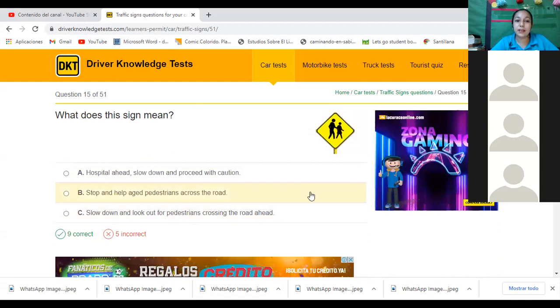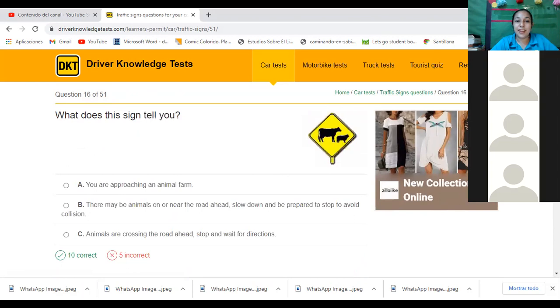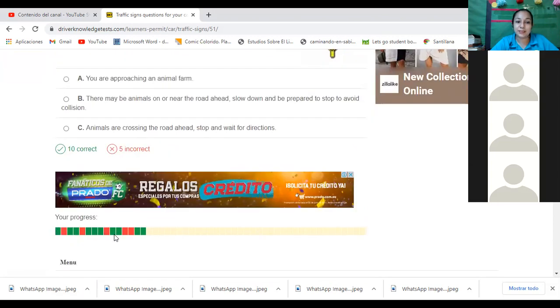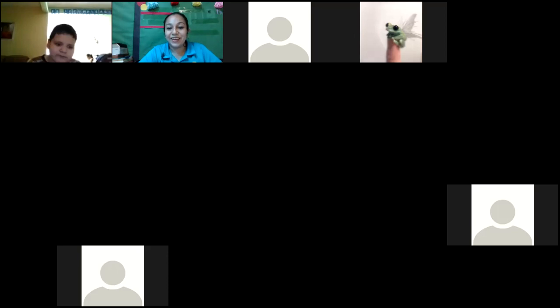Okay, let's see. What is that? Hospital, stop and help each pedestrian, slow down and look out for pedestrians crossing the road ahead. Okay, you say letter C. Yes, okay. Let me check. Yes, okay. So imagine we have right now 16, okay? So there are 51 questions. We don't solve all the tests, but let me see 1, 2, 3, 4, 5. Okay, we failed 5. That means we are good drivers, yeah? Okay, excellent. So let's continue with our book.